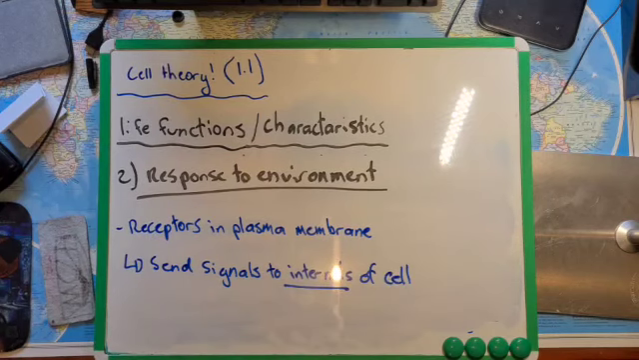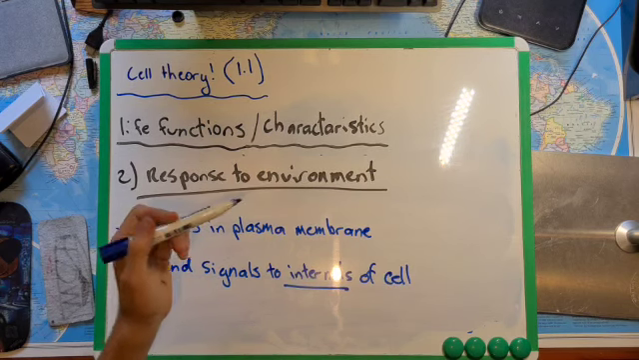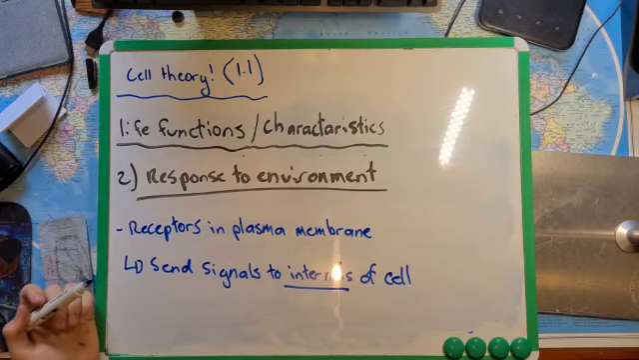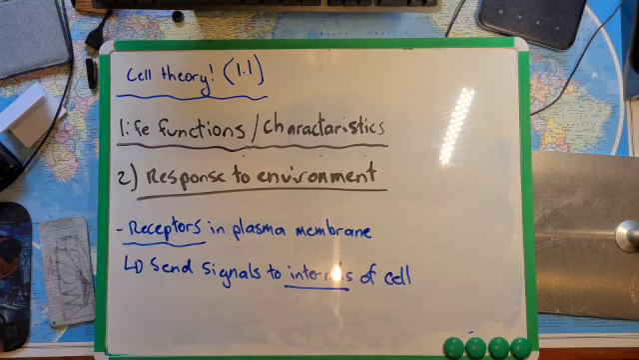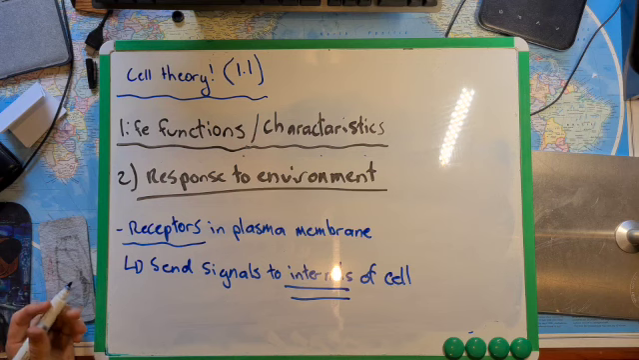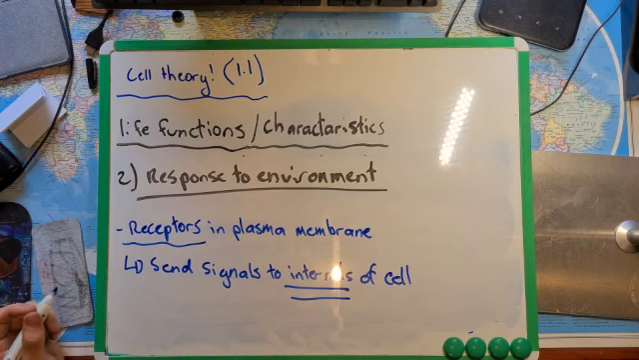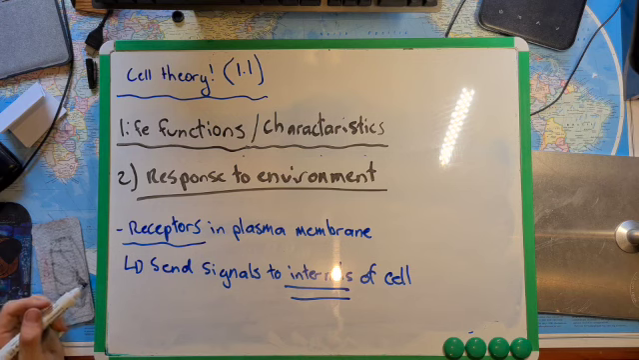A second characteristic of all cells is their ability to respond to their environment. Cells have receptors in the plasma membrane, which allows the sending of signals into the internals of the cell to allow a response accordingly. This allows regulation within the cell, and this allows cell stability in the event where an environment changes its ability to function.